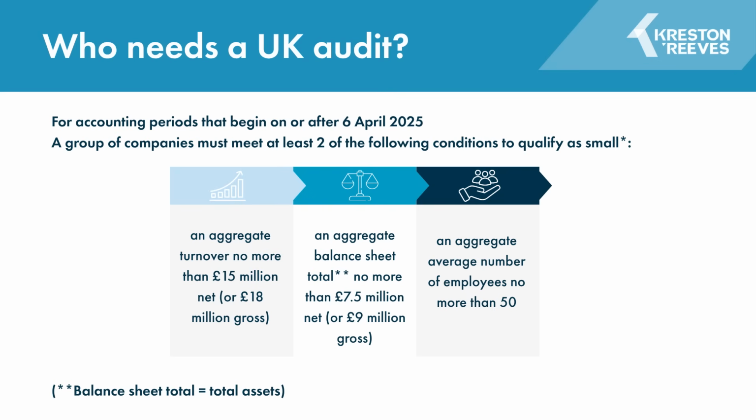Now, if you've got lots of part-time employees, a person is one. So it doesn't matter about a full-time equivalent. No more than 50 people. And so if you breach 2 out of 3 of these criteria, you require an audit for any companies you've set up in the UK.